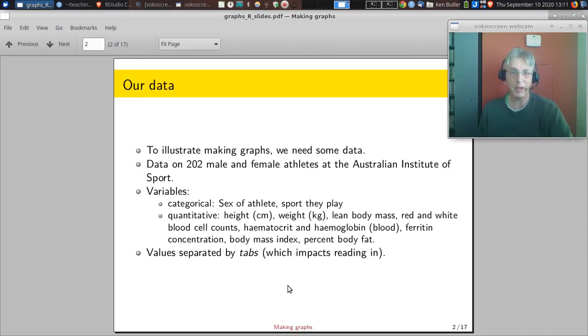So, what do we have? We have Australian athletes. They are elite athletes at the Australian Institute of Sport. There's 202 of them, and they play a number of different sports. Some of them are male, some of them are female. They're different heights and weights, and other things have been measured on them as well. Today we're going to be using the height, the weight, and the body mass index, which is based on height and weight. And for some reason the values come to us separated by tabs, and that's going to impact reading them in.